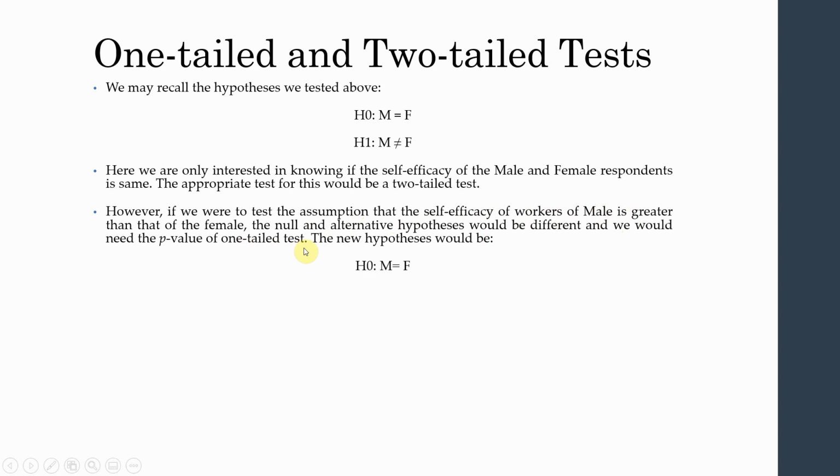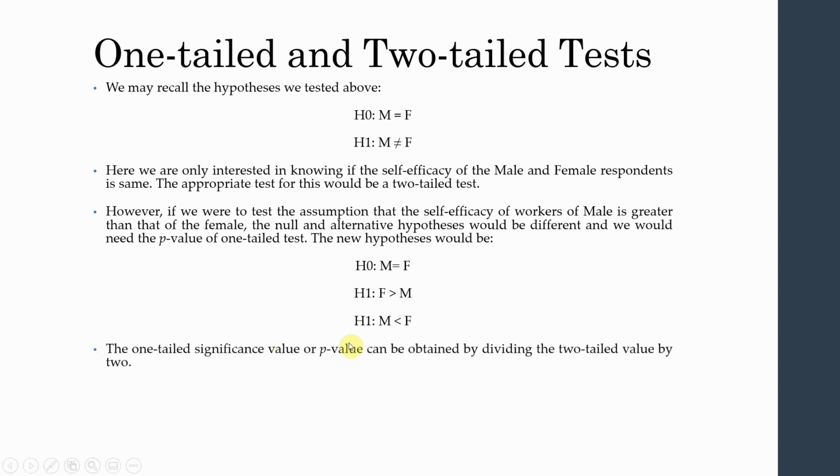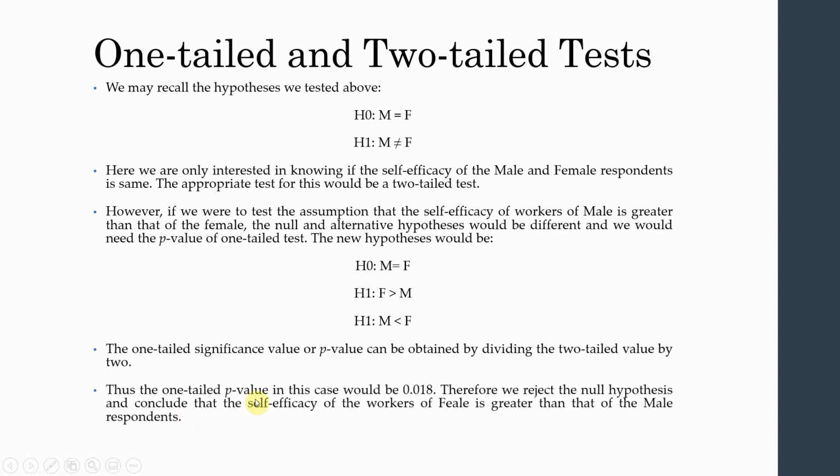The new hypothesis would be H0, male and female have got the same self-efficacy. H1, females have got a higher self-efficacy in comparison to male. Or another H1 could be male have got lower self-efficacy in comparison to female. The one-tailed significance value or p-value can be obtained by dividing the two-tailed value by 2. In this case, our p-value was 0.036. So if we divide it by 2, we will get our p-value for the one-tailed test. Thus, the one-tailed p-value in this case would be 0.018.